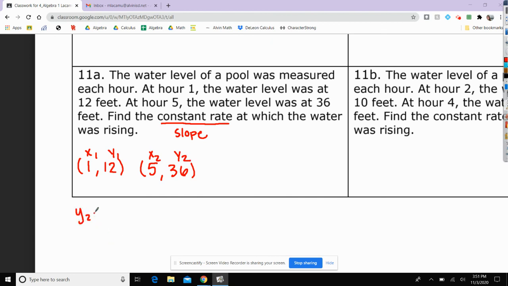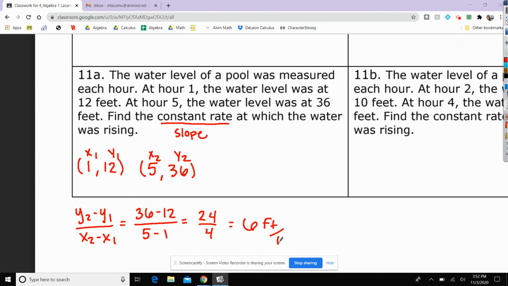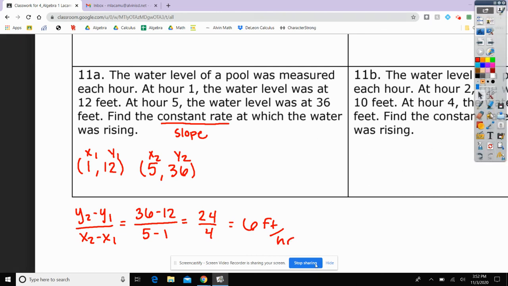Which means our equation would be y2 minus y1 over x2 minus x1. So we'd have 36 minus 12 over 5 minus 1, which simplifies to 24 over 4, which means our slope is 6 here. And it would be 6 feet per hour. And that is all the A problems from the review.